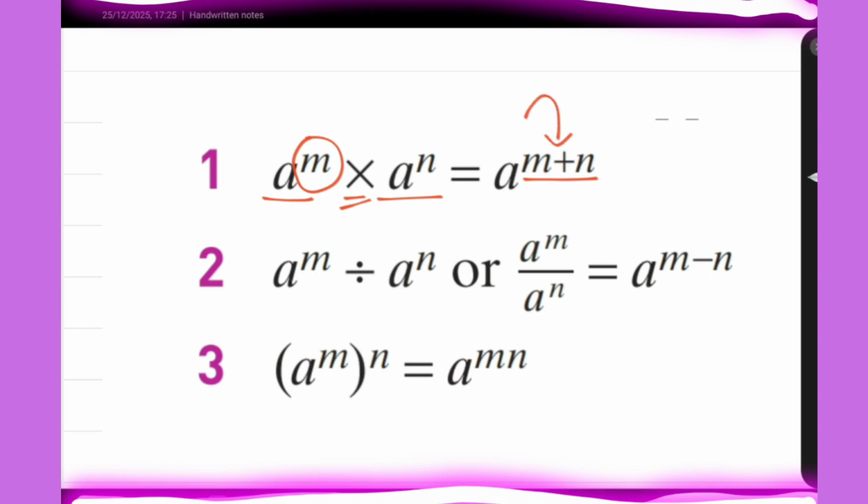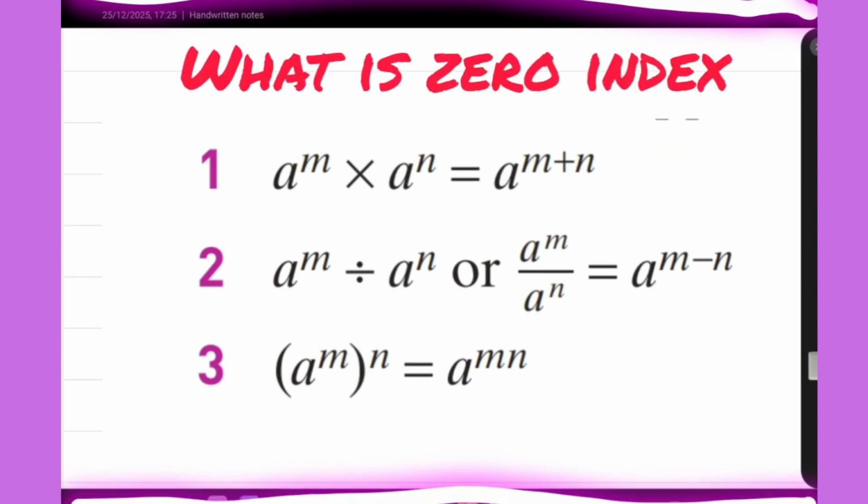If you have the base equal and there is a multiplication sign, what will you do? You will add them. And if it is a division sign, what will you do? Subtract them, right? And what if this is in a bracket? Then we will multiply this, right? So here we have three rules and based on them we are going to solve some questions. Okay, now come to the questions.